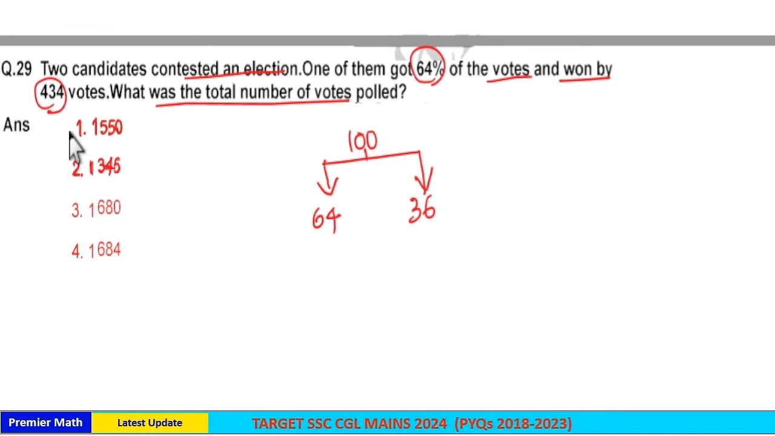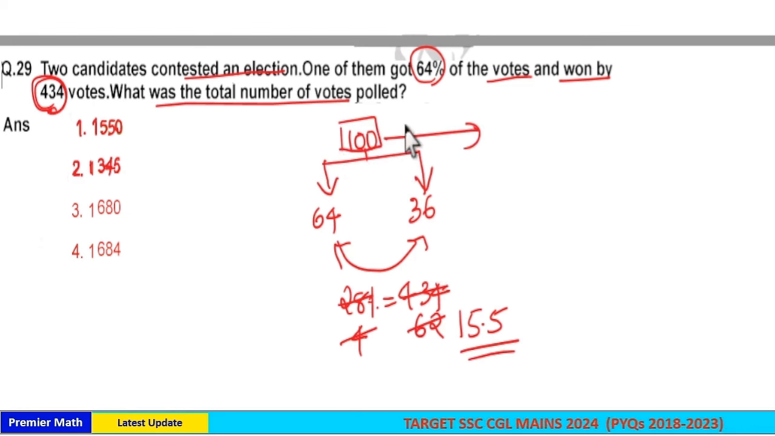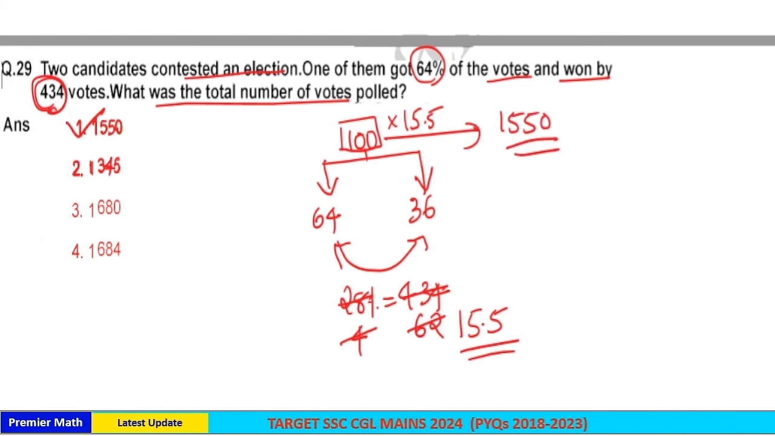Now, winning candidate won by 434 votes means this person who got 64% vote won by 434 votes, which means he got 434 votes more than his opponent. Then difference between votes received by these two persons is equal to 434, which is equal to 64 minus 36, 28%. Now 7 goes 4 times in 28, 7 goes 6 times in 42, 2 times in 14. 4 goes 1 time in 6, 5 times in 20, again 5 times in 20. So 1% is equal to 15.5. Then 100% is the total number of votes polled, which is equal to 100 into 15.5, 1550. Option 1 is your answer.